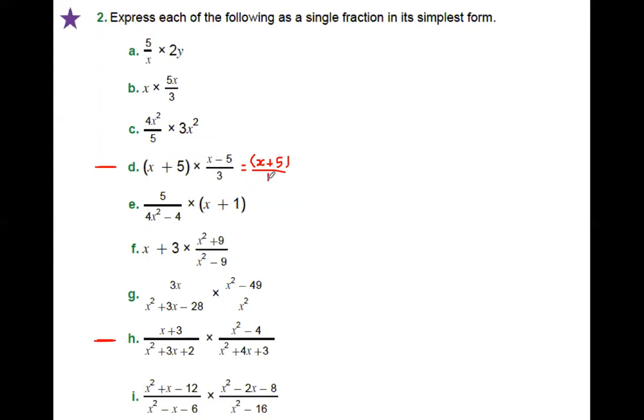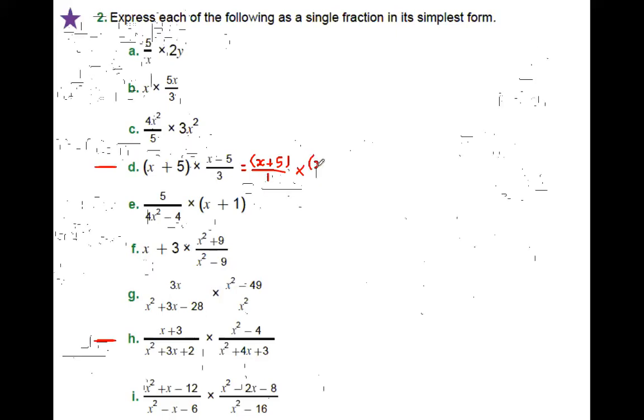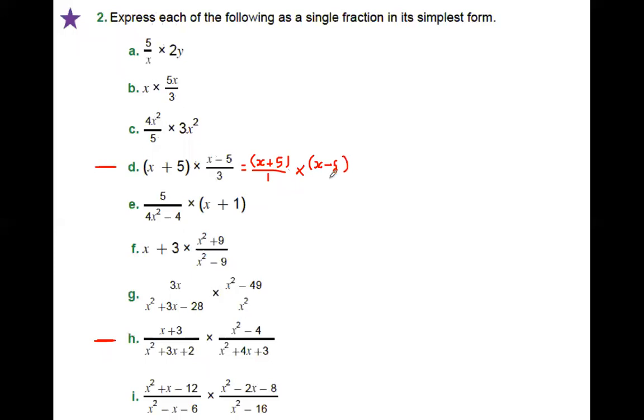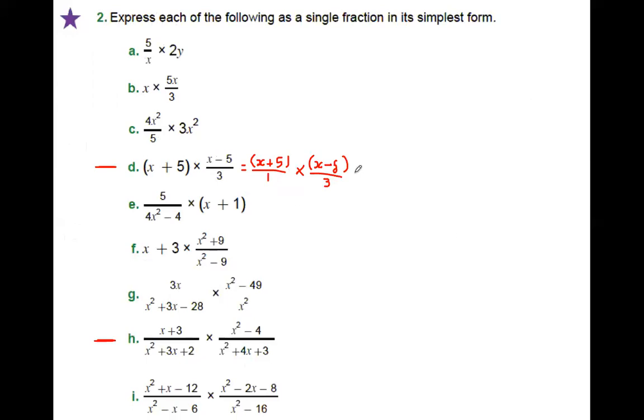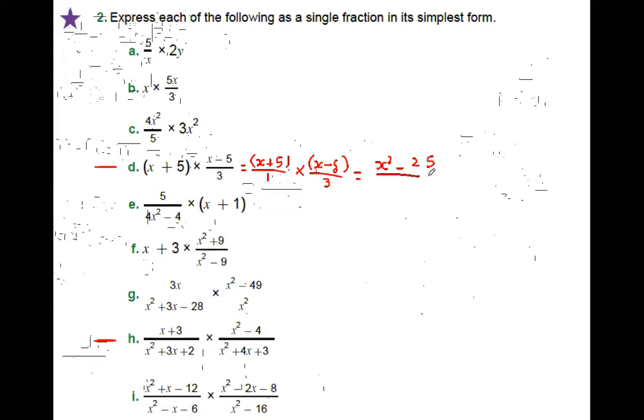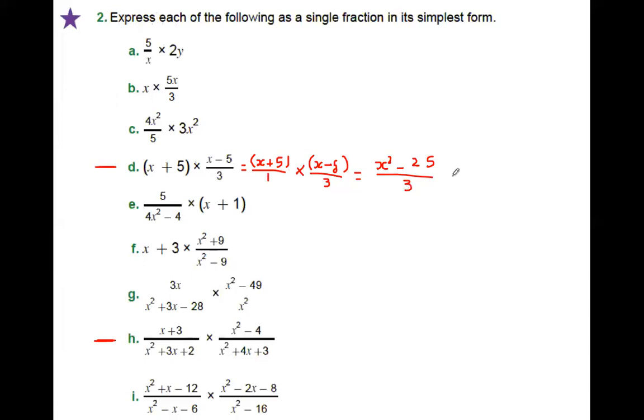And I'm timing another fraction. So that means I'm going to have to time the numerators and the denominators. So x plus 5 times x minus 5. Straight away I can see difference of 2 squares, and at the bottom I've got 3 times 1. And that is just x squared minus 25, over 3 times 1, which is 3. And there's nothing else I can do. You leave it like that.